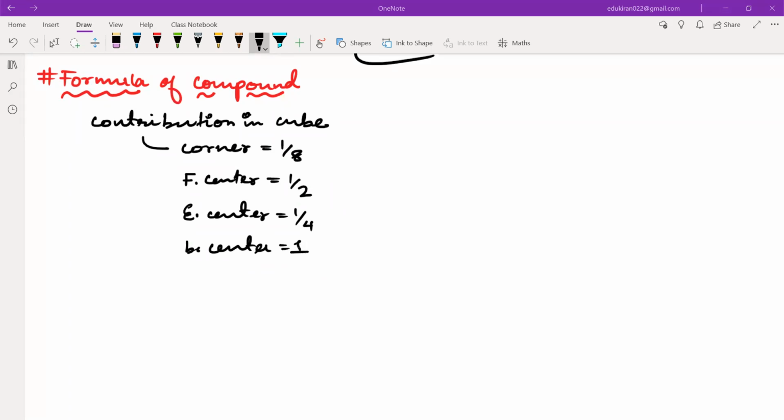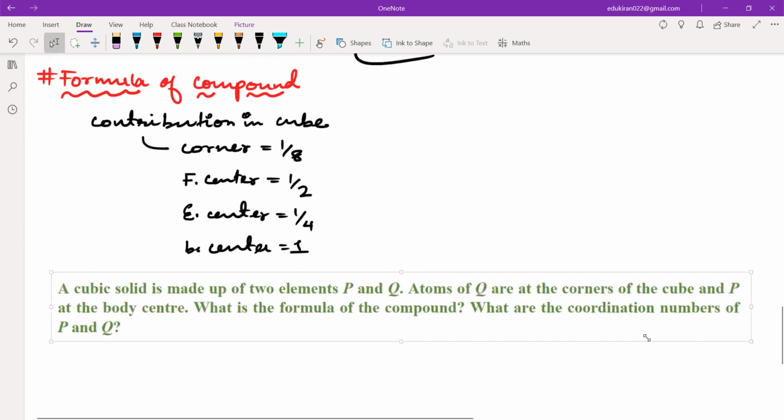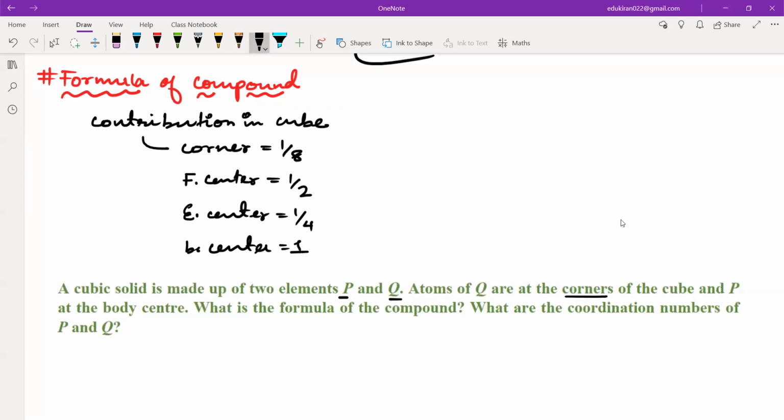So let me start with the first type of questions. In formula also, there are two types of questions. In type 1, you will be given the exact positions of the atoms, as in this example. You can see that a cubic solid is made up of two elements, P and Q. Don't write anything, please listen. Atoms of Q are at the corner, so they have given you.